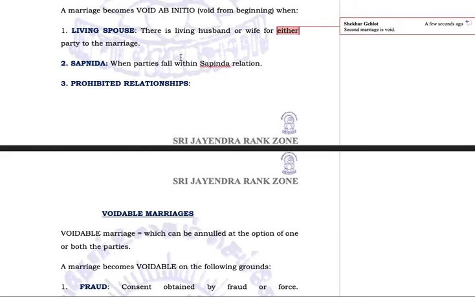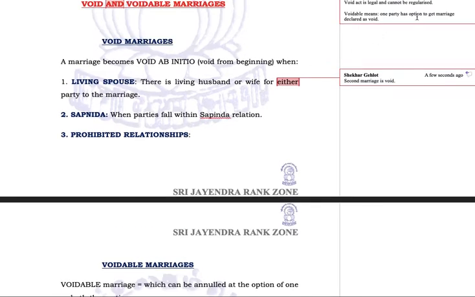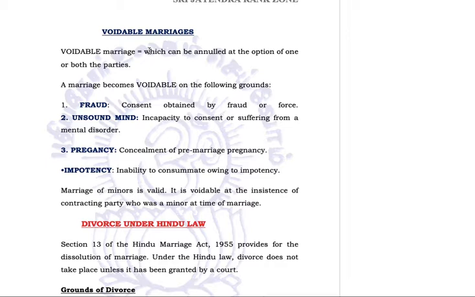Voidable marriage. Now, voidable marriage means a marriage which can be avoided by one party. One party has the option either to treat the marriage as a valid marriage or to get it declared void. Voidable marriage can be annulled at the option of one or both the parties. A marriage becomes voidable on the following grounds. Fraud. Okay. Consent obtained by force or fraud. When the consent of the marriage is obtained by force or fraud, then the party whose consent has been vitiated can get the marriage declared void.